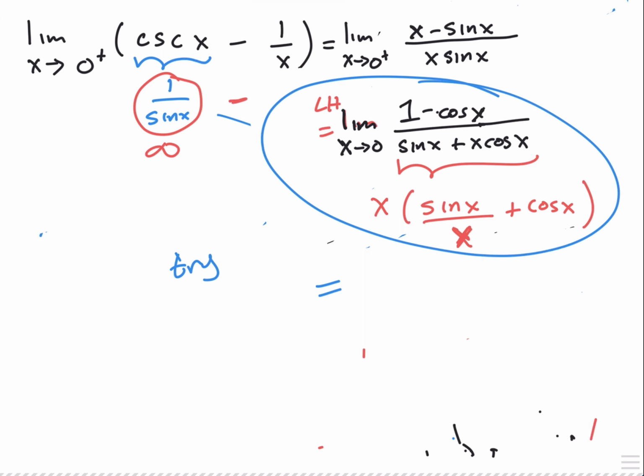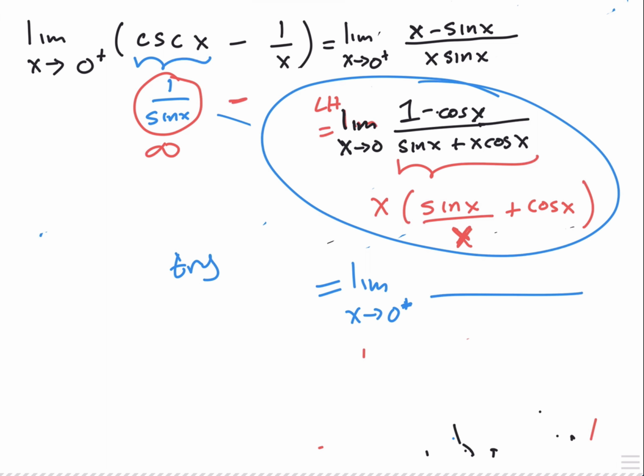Anyways, let's just try to do L'Hopital's rule again. Just to see what happens? Is that okay? All right, let's try. Because it's still indeterminate, right? You guys agree that it is indeterminate? You have 0 over 0, right? Let's just see where this takes us.